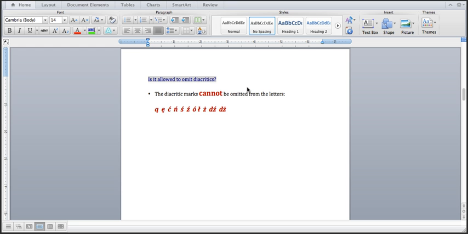Is it allowed to omit diacritics? Absolutely not. The diacritic marks cannot be omitted from the letters ą, ć, ę, ł, ń, ó, ś, ź, ż.